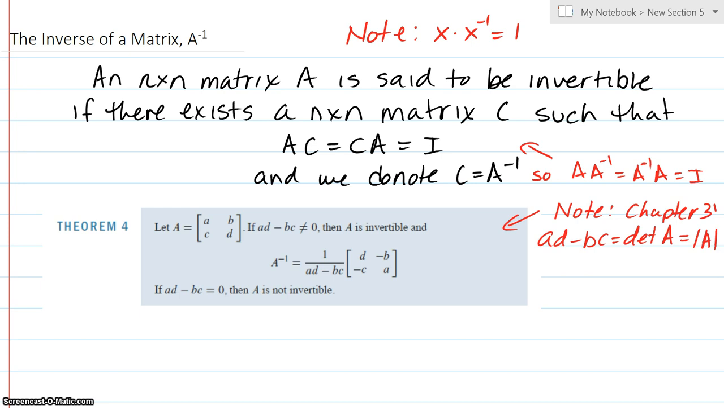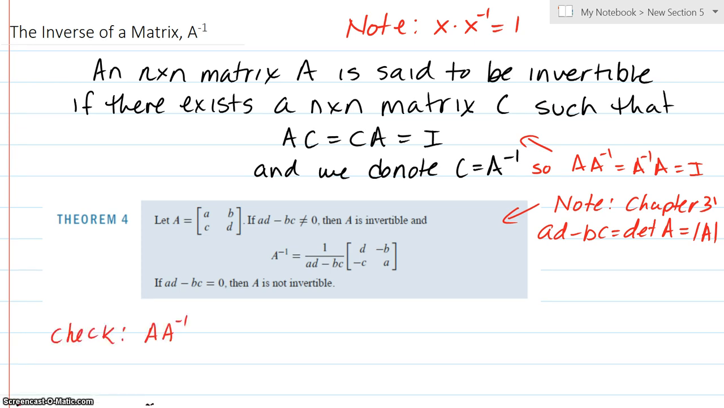From chapter 3, we're going to see that this AD minus BC is the determinant of a 2 by 2 matrix. And sometimes they denote it with these absolute value signs. So let's go ahead and show or prove this. We know it's the inverse if we multiply it together and it's I. So let's go ahead and do that.